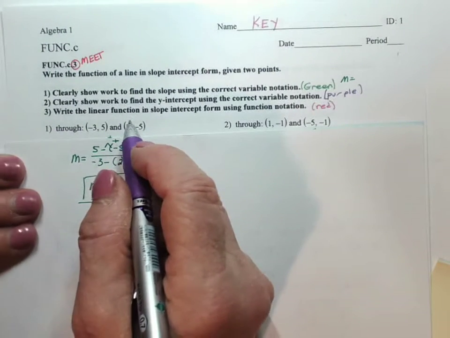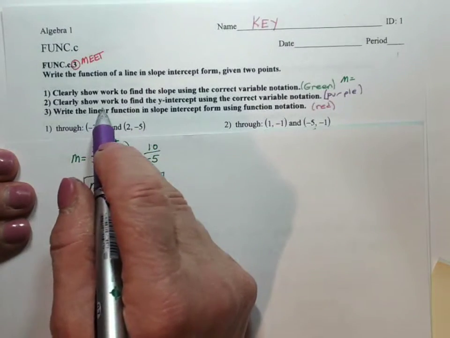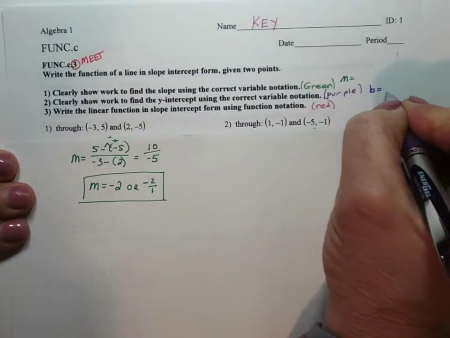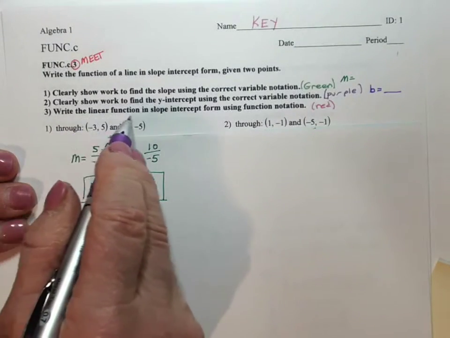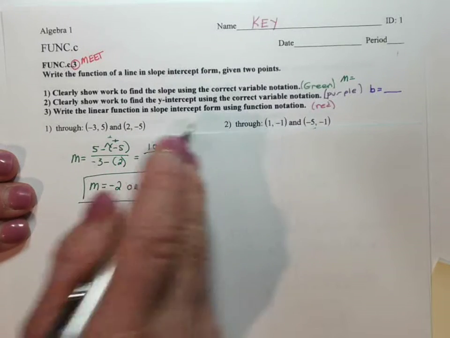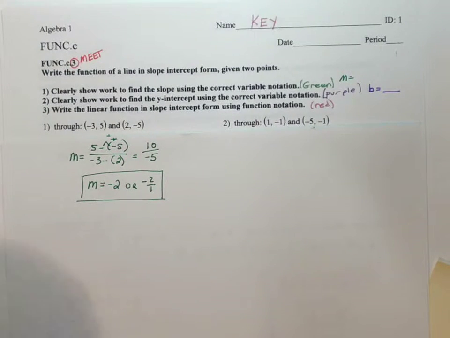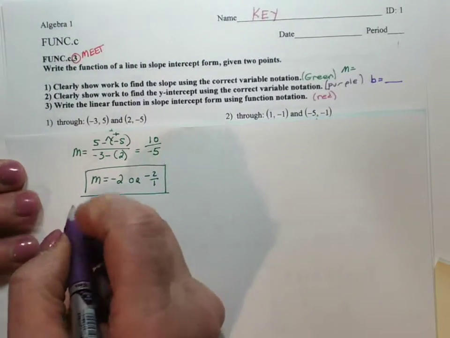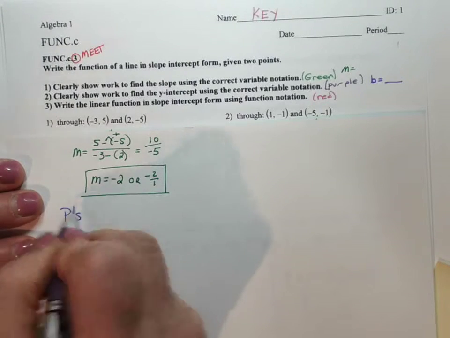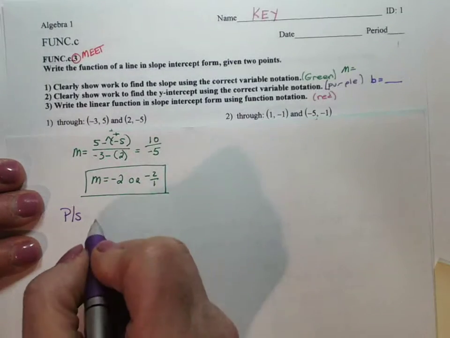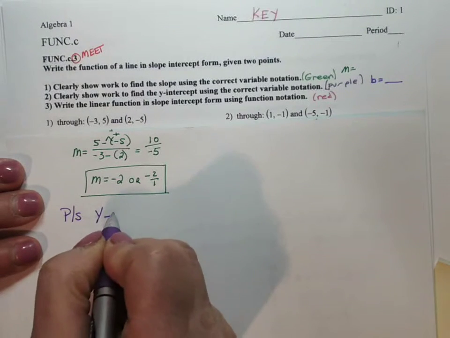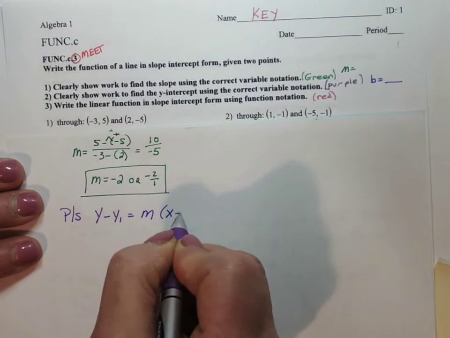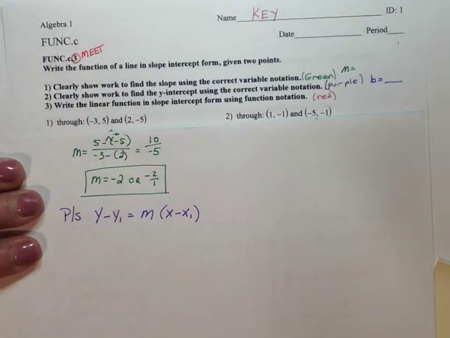Okay. Now I have to find the y-intercept, b equals, and I have to write the linear function in slope-intercept form. Well, here I don't have the y-intercept. So I have to memorize a formula. The formula is the point-slope formula. And the point-slope formula is y minus y1 equals m times x minus x1.